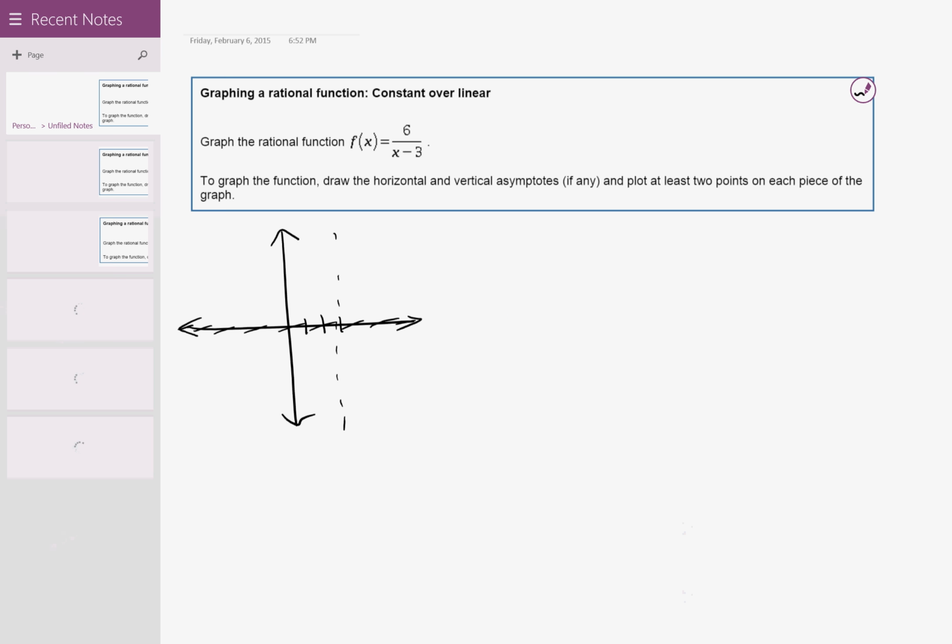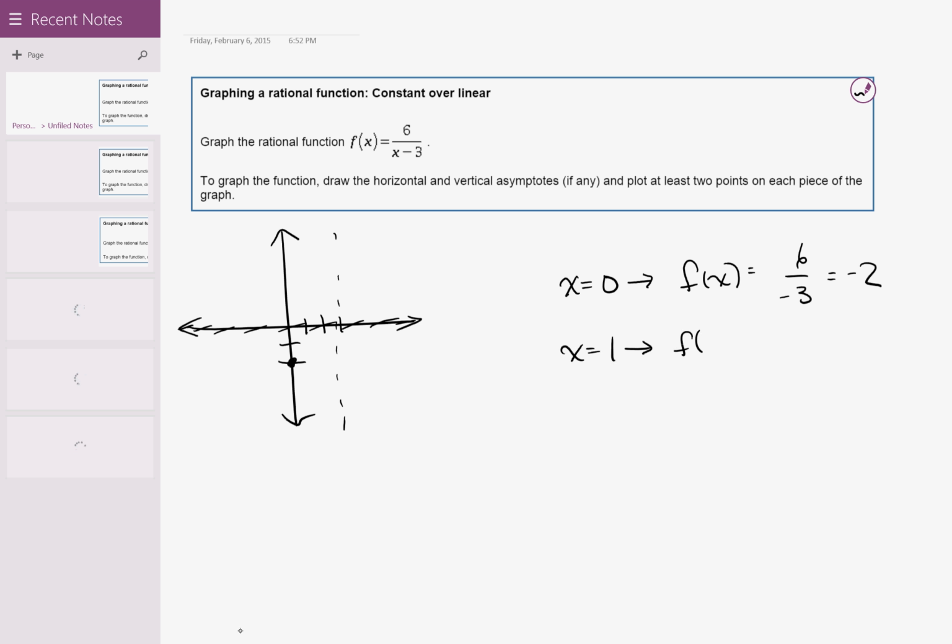Now I have to plot 2 points on each piece of the graph. So choose some values on either side of your vertical asymptote. I'm going to let x equal 0. Then f of x is equal to 6 over negative 3, which is negative 2. 0 is usually pretty easy to evaluate in a rational function because it's just the constant term over the constant term. So 0, negative 2. Plot that point.